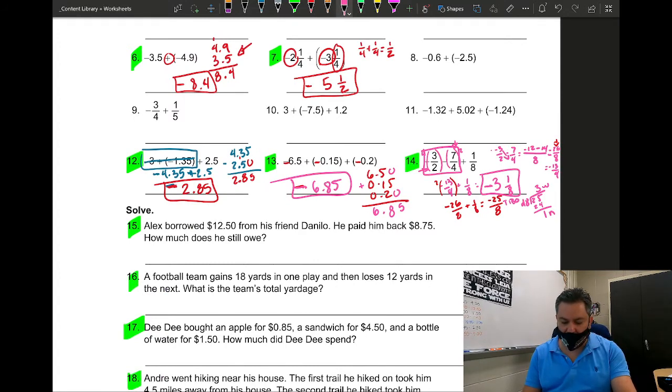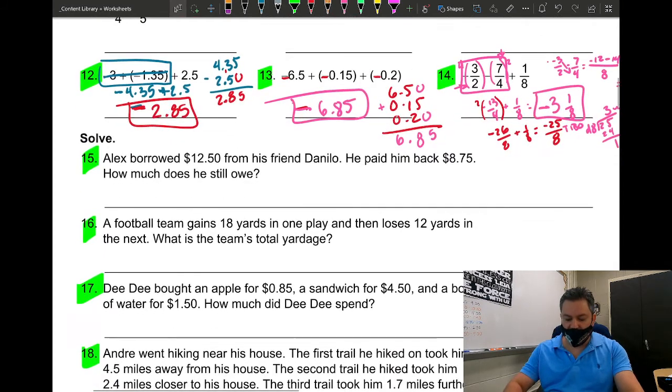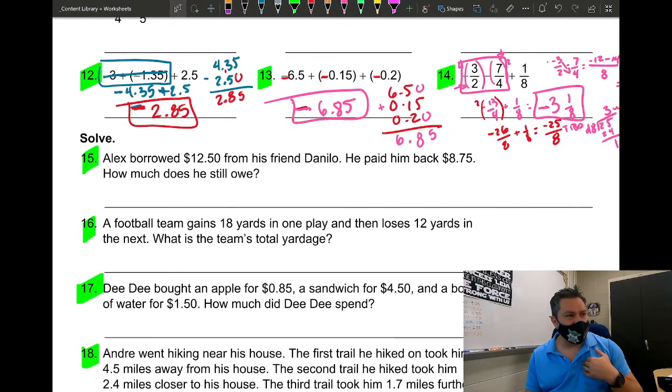Alex borrowed $12.50 from his friend Danilo. That's weird. My name is Alex and I have a friend, his name is Danilo. He actually came to this school.